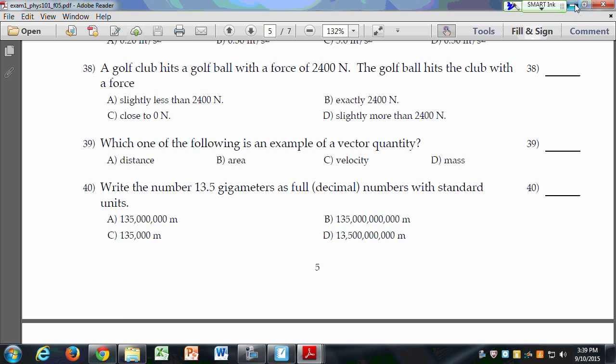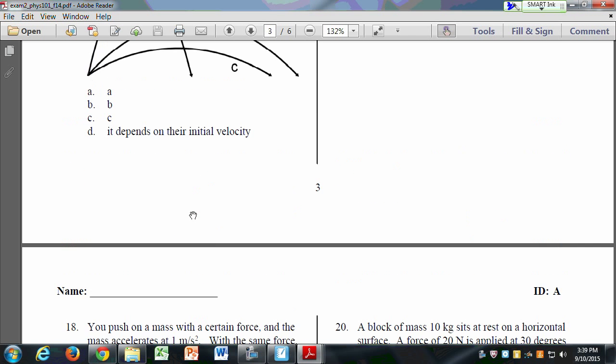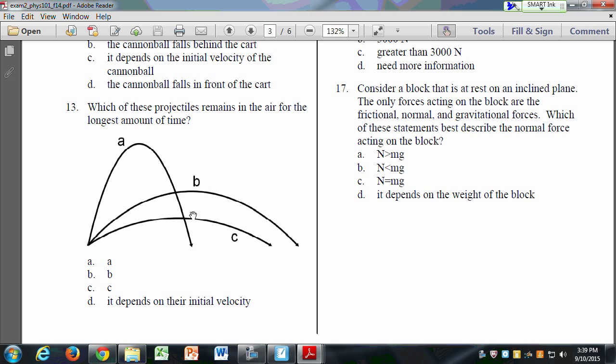Let's look at some of these conceptual problems, okay? And we'll sort of focus on that for a little bit, because those can be difficult all on their own. All right. How about this one? I like to ask this question. Which of these projectiles remains in the air for the longest amount of time? Is it A, B, or C? Think about what in a projectile defines how long it's in the air.